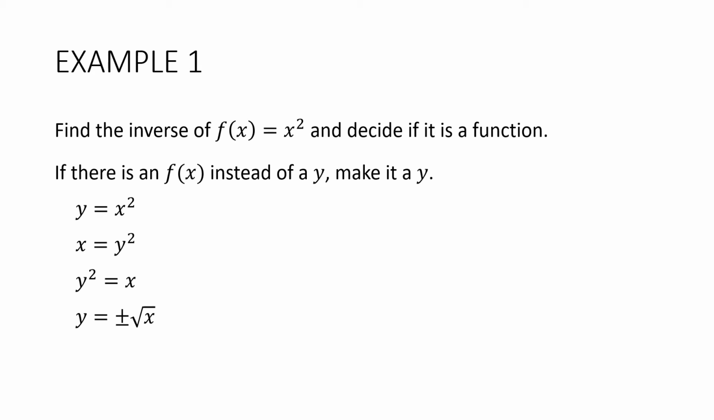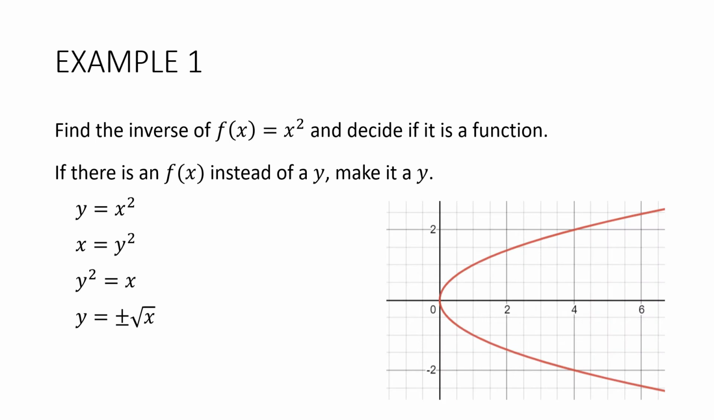Now this is not a function because for many inputs there are going to be 2 outputs. So for example, if we put in x is equal to 4, we get plus or minus 2 as the answer. And in fact, when we graph it, it is going to fail the vertical line test. So it is not a function.